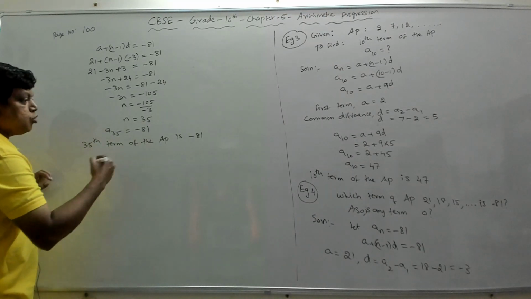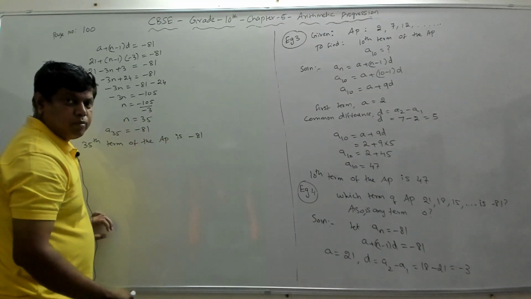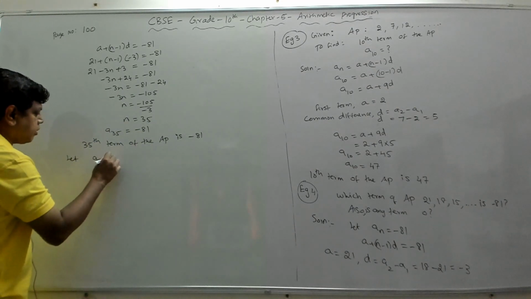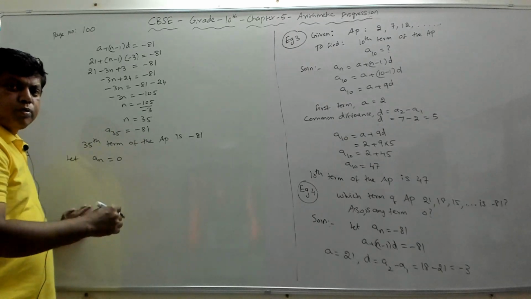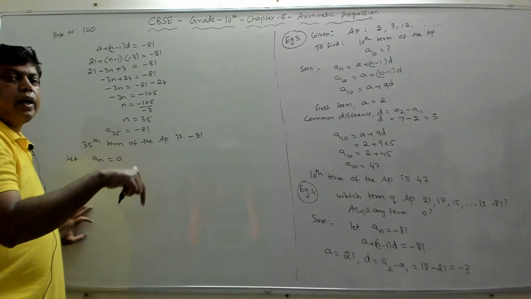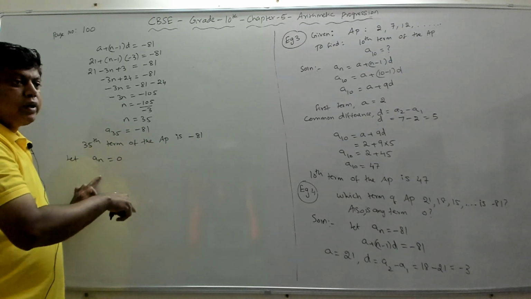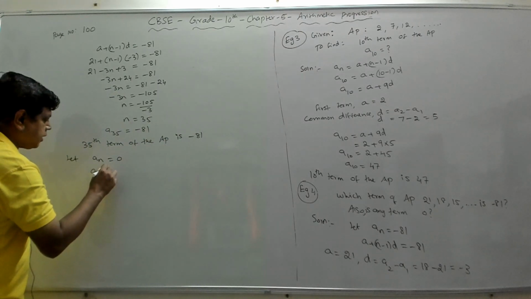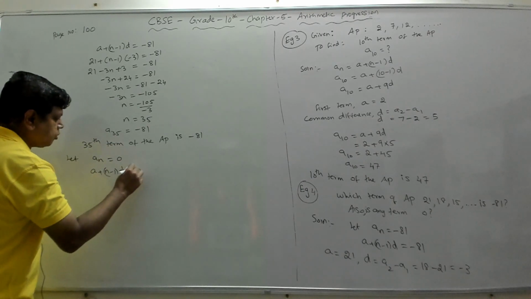So for that, we will assume that again the nth term is 0. Let an equal to 0. We have to find for which value of n, your an becomes 0. So now again the an formula is A plus n minus 1 into d equal to 0.